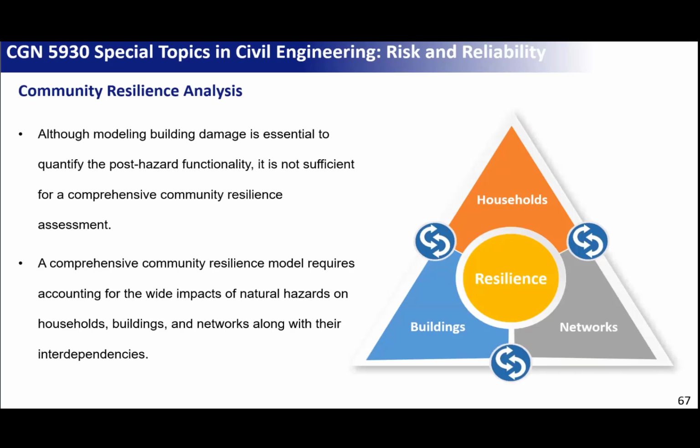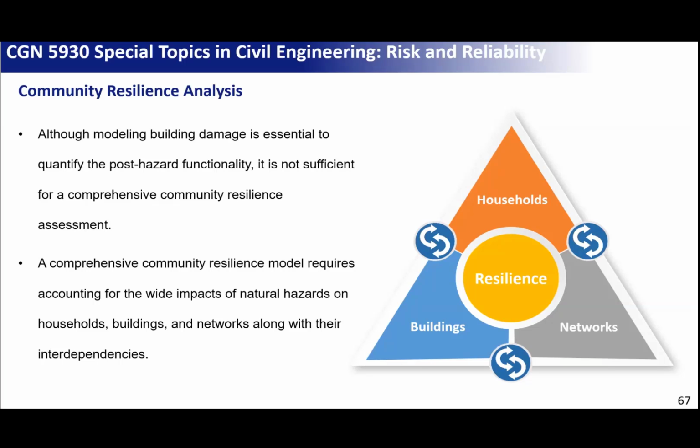So right now we only cared about the building's damage, right? But I told you last lecture that building damage is not the sole component that controls the functionality of the building. Maybe your building is not damaged, but it doesn't have water, it doesn't have power, and you cannot live in your building. So right now, the standards are trying to move from the concept of damage or failure to the concept of functionality. Is your building functional or not? And this depends on 3 components: the household itself, the buildings, the networks.